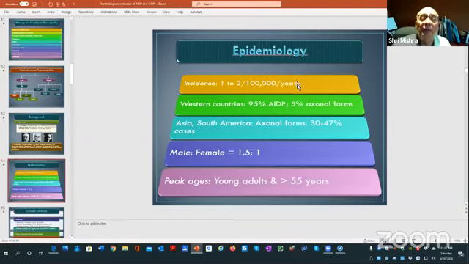Okay. The incidence of Guillain-Barré is 1 to 2 per 100,000 per year.